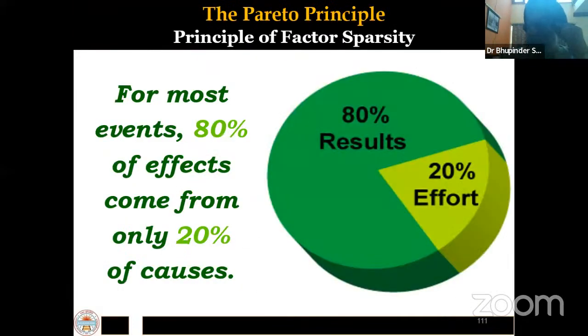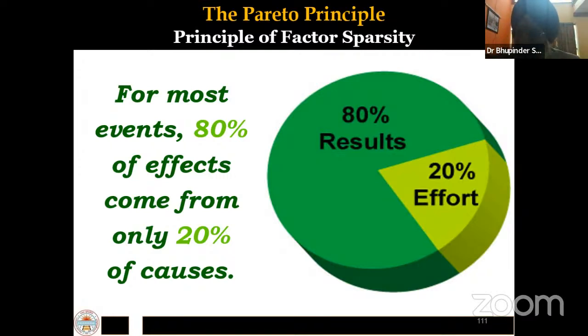So for that, the principle of factor sparsity, also called the Pareto principle, will be adopted. Pareto principle is that 20% of the causes tend to cause 80% of the effects. 80% of the effects are due to 20% of the causes.